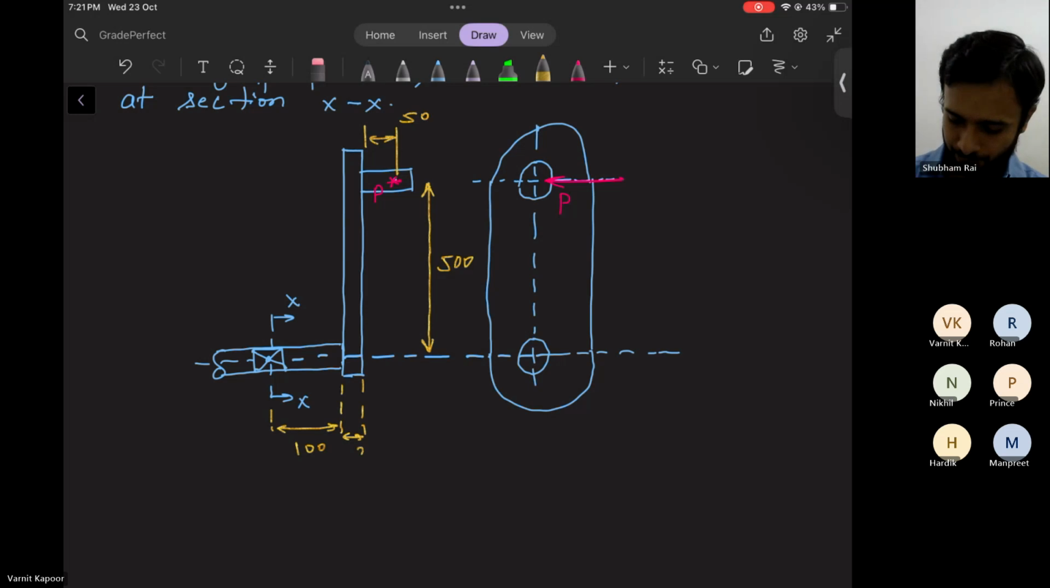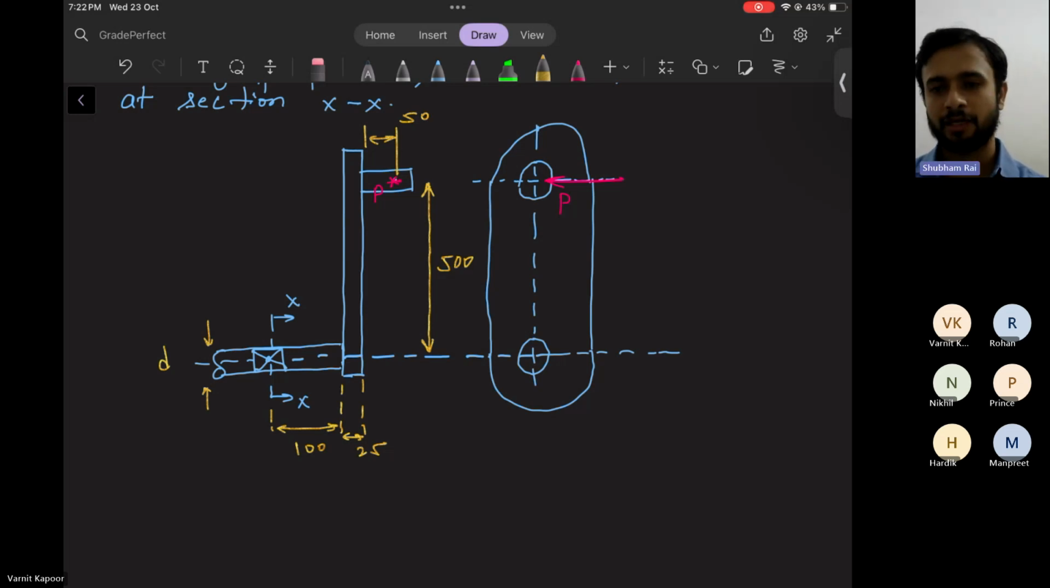And this diameter here is, let's say, d. And this diameter only you have to determine. So how will you do this problem? It is a case of bending and twisting both, because the force which has been applied at the point P acts in a direction which is outward to this plane.